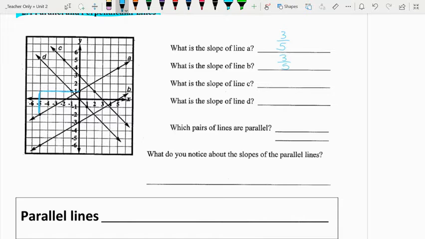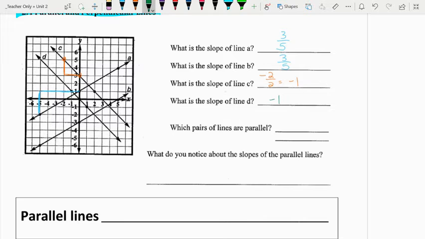Then it asks, what's the slope of line C? So we would then look at the 2 points. I'm going to use these, down 1 over 1 the whole time, right? It's negative 1/1, sorry, which really is -1. The exact same thing would have happened with D. You would have ended up with -1.